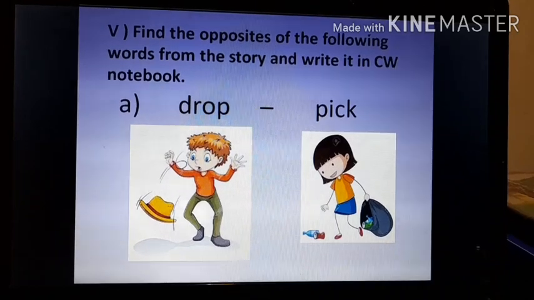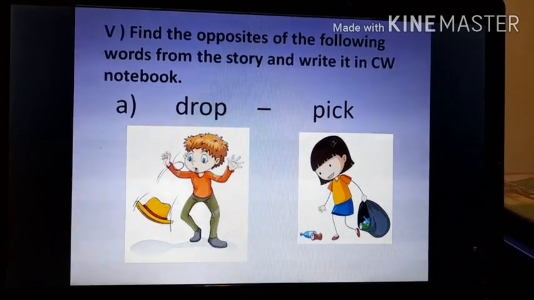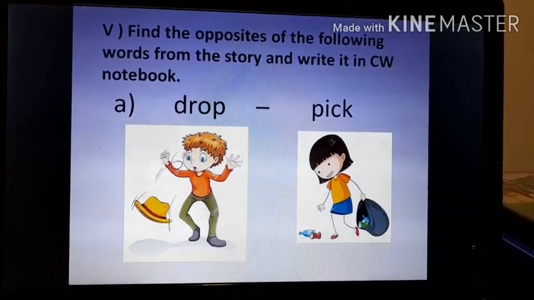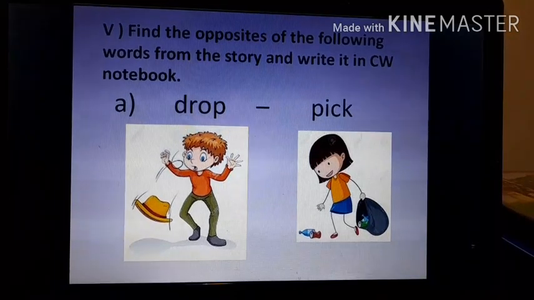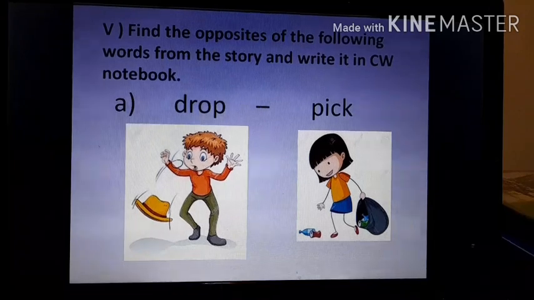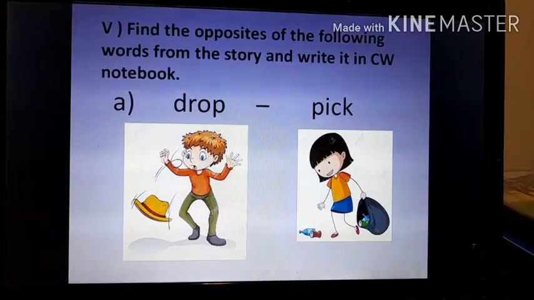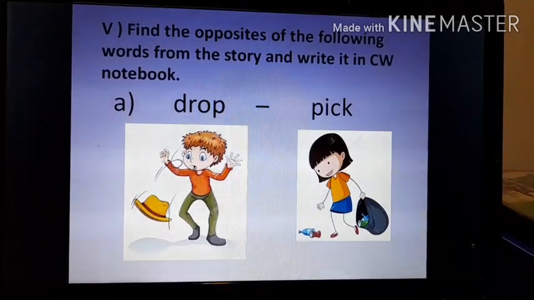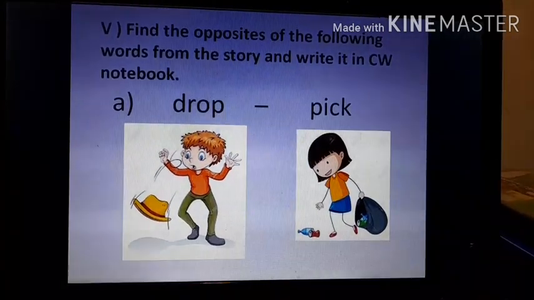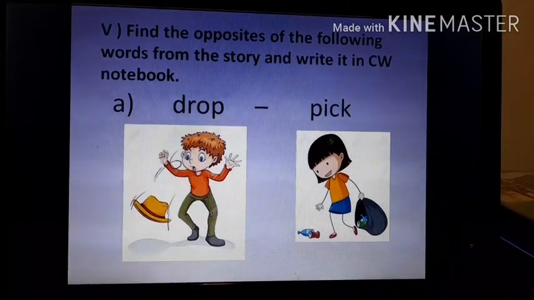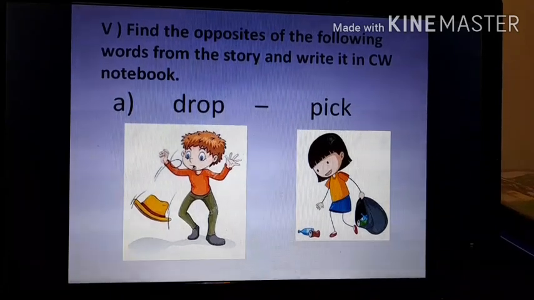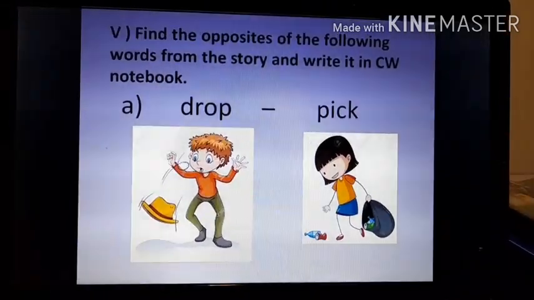Drop means girna, and pick is the opposite of drop. As you can see the picture also. Pick the paper from the ground. Okay? Yes. Drop the letter in the letter box. ठीक है? So drop is the opposite of pick. Pick is the opposite of drop. Drop means गिर जाना and pick means उठाना. ठीक है, drop is the opposite of pick and pick is the opposite of drop. You can see in the picture also, drop, pick.